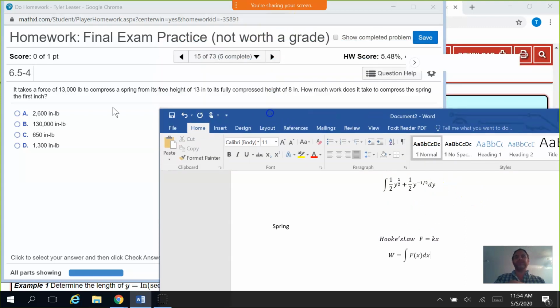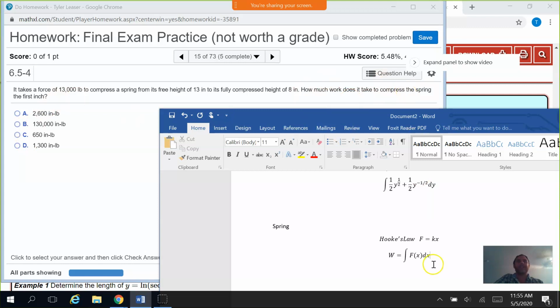So for this question, it gives you a force, 13,000 pounds, and it gives you a distance. You want to take these things and find the spring constant. Once you have the spring constant, then you have this side of the force, and then you just integrate over that to find the work done. Is that one all right without me actually plugging in the numbers? I think that one's pretty simple.